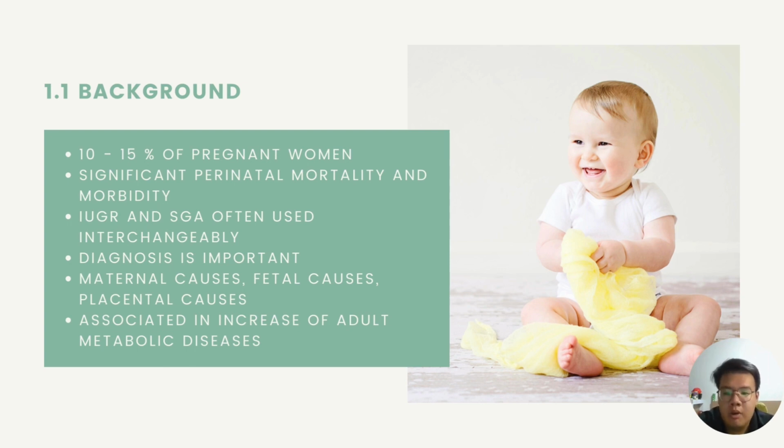IUGR is also associated with increased risk of development in adult life of metabolic disease, including but not limited to hypertension, diabetes, obesity, dyslipidemia, and the metabolic syndrome. The student project will dive deeper into the causes, effects, the potential treatments and preventions, as well as the prognosis of this topic.